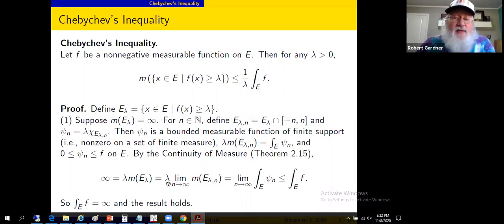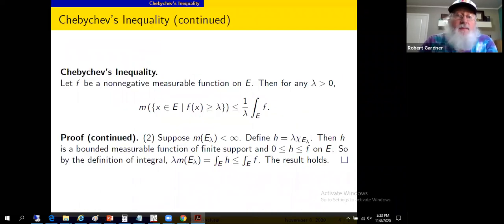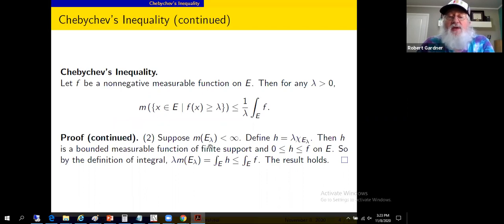So we've got infinity is less than or equal to the integral, so the integral must be infinite because it must be reduction to equalities here. So the integral is infinite and the claim holds, right? We've got the measure to be infinite, and on the right-hand side we'll have infinity as well. So we do have the inequality satisfied in the event that this E sub lambda set has infinite measure. What if it has finite measure? Okay, suppose the measure of E sub lambda is less than infinity. It's finite.